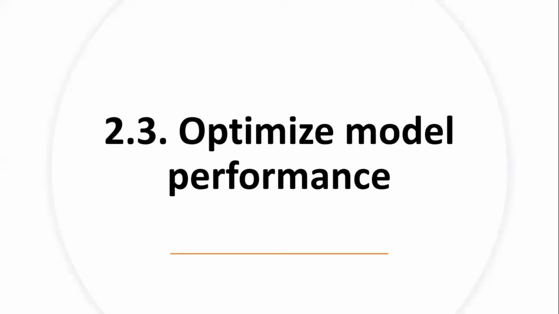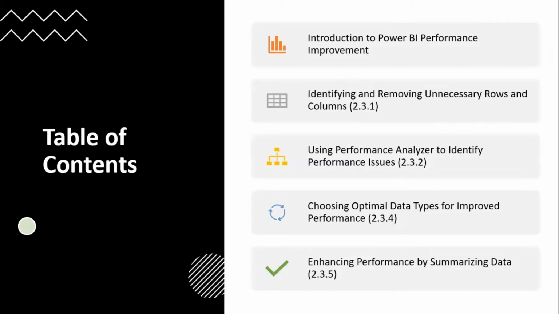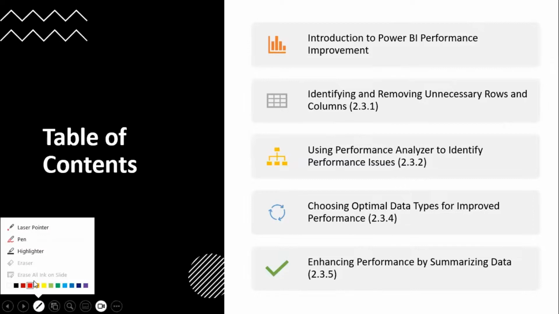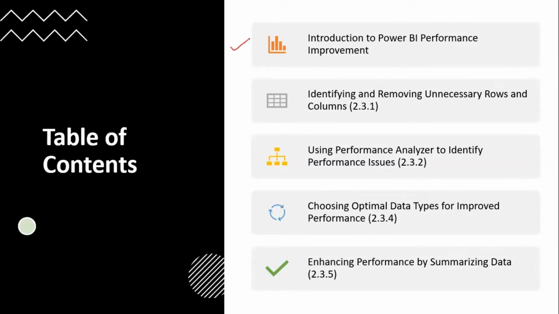What we are doing now, that we are into the last section of module 2, modeling part. Okay. So it's 2.3, optimize model performance. In this particular section, there are 5 major points that we need to understand. First of all, we will go through the introduction to Power BI, that is, what is the basic requirement of using the Power BI performance improvements.